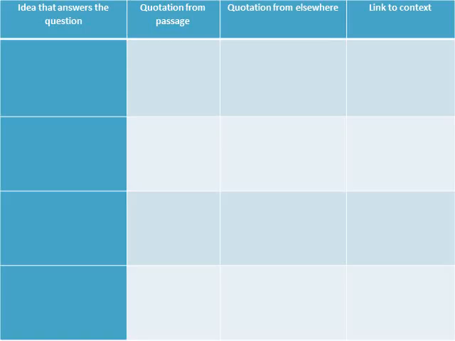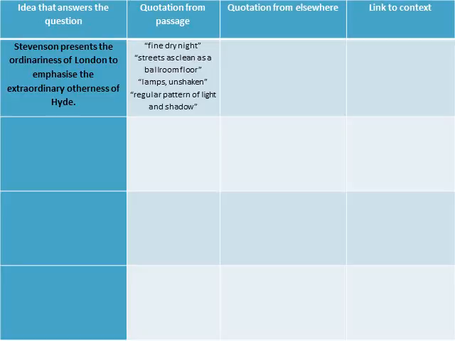But you'll remember that this question doesn't just ask you about the extract, it also asks you about the rest of the novella. So I'd suggest that a good way of planning your ideas is to put them down in a table that looks a bit like this. I want to plan 3 or 4 really good analytical paragraphs using the ideas I've taken from the passage. So I had my quotations about the normality of the setting in the first instance. My idea that answers the question could be something like, Stevenson presents the ordinariness of London to emphasise the extraordinary otherness of Hyde.